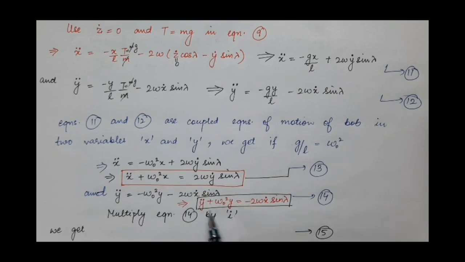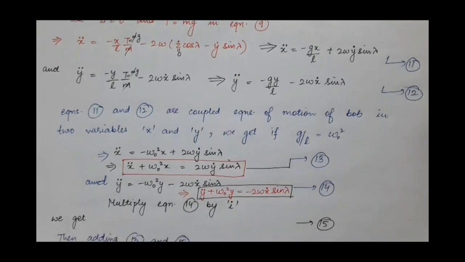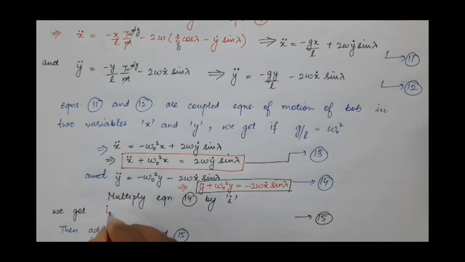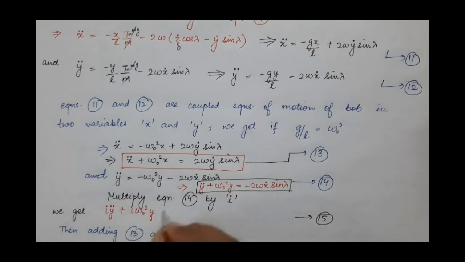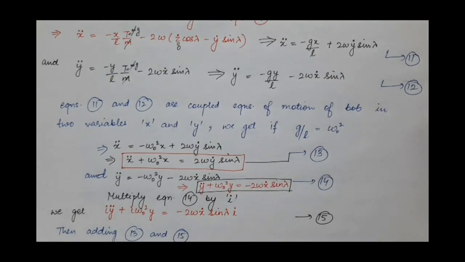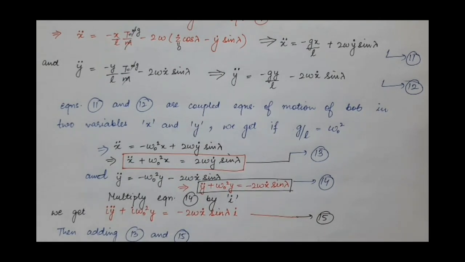Now multiply equation 14 by iota, and what will you get? After multiplying equation 14 by iota, it will become iota y double dot plus iota omega naught square y, it is equal to minus 2 omega x dot sine lambda into iota. And suppose this is equation 15.